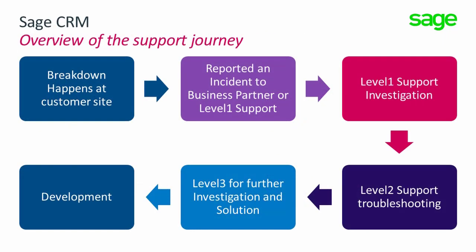Next is, as I mentioned, the overview of the support journey. Let's say a breakdown happens at the customer side, or the customer is facing an issue with, say, a dashboard, communication or reports. What does the customer need to do? The customer will report an incident to the business partner or the level 1 support. Level 1 support will start their investigation and troubleshooting.